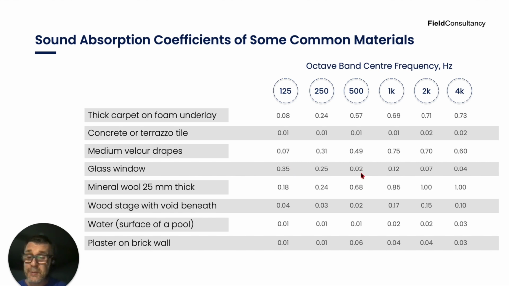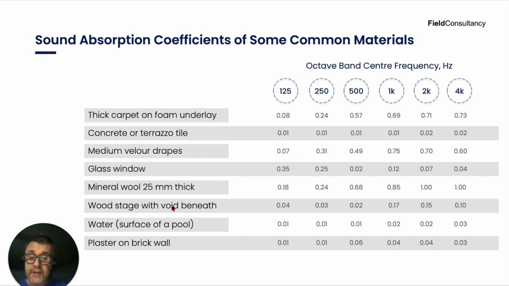As you might expect, because the window material itself is hard and reflective, we don't get much sound absorption at the higher frequencies. Moving on to mineral wool, 25 millimeters thick. Again, there's not much sound absorption at the lower frequencies, but at the much higher frequencies, where the sound wavelengths are at the same order of magnitude as the material thickness, we're getting very effective sound absorption.